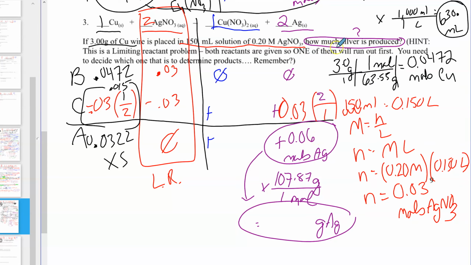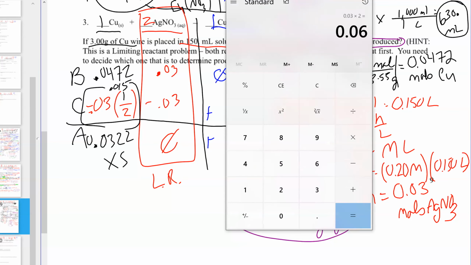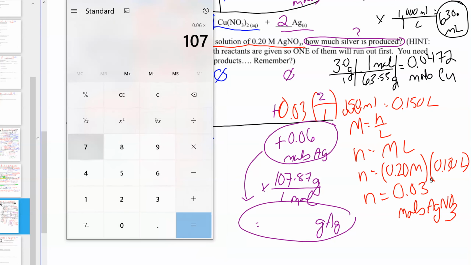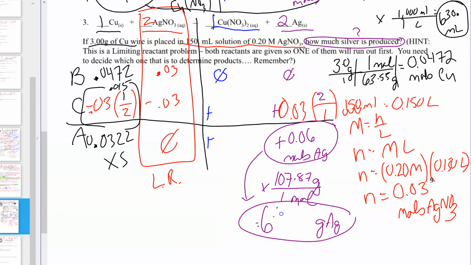But the problem wants to know how much silver. Well, I guess we could leave it as moles, but we want to know grams of silver. Then we can Google the price of raw silver and figure out how much you can make taking it into like a jewelry store. Okay, so 0.06 times 107.87, and that's 6.4722 grams of silver.